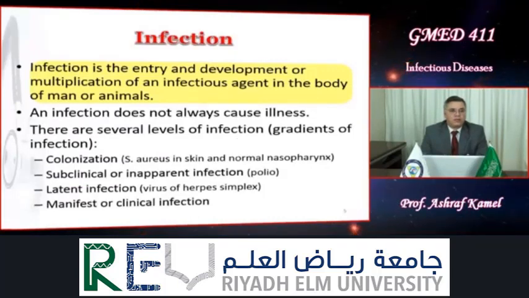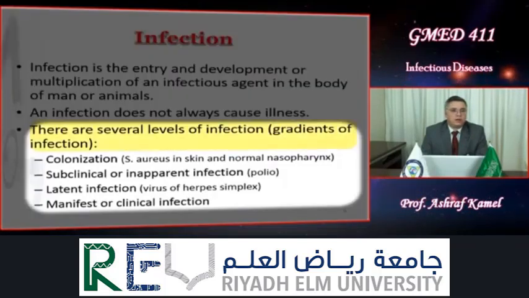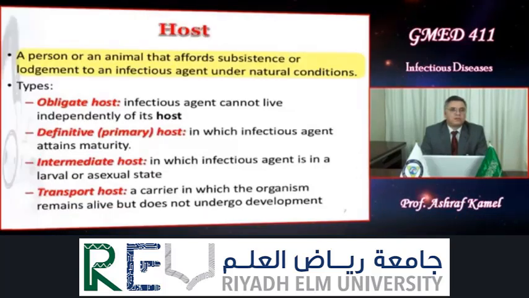Infection is the entry and development or multiplication of an infectious agent in the body of man or animals. An infection doesn't always cause an illness. There are several levels of infection, which we call the gradients of infection. First, the colonization, like for example the Staph aureus in the skin and the normal nasopharynx, or there may be subclinical or inapparent infection like in poliomyelitis, or there may be a latent infection like the virus of herpes simplex, or finally we get a manifest or a clinical infection and an overt disease.